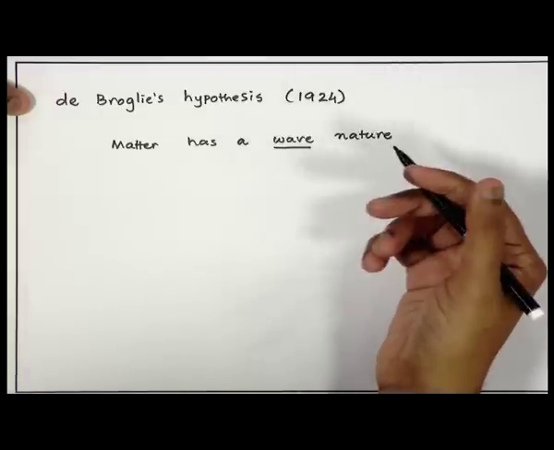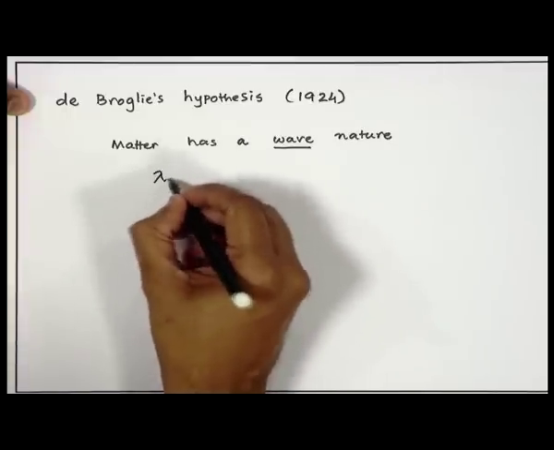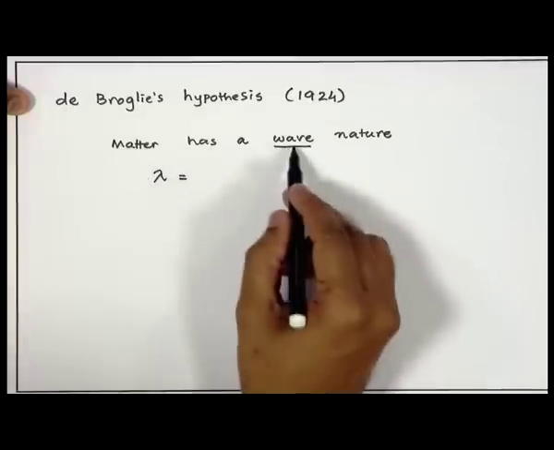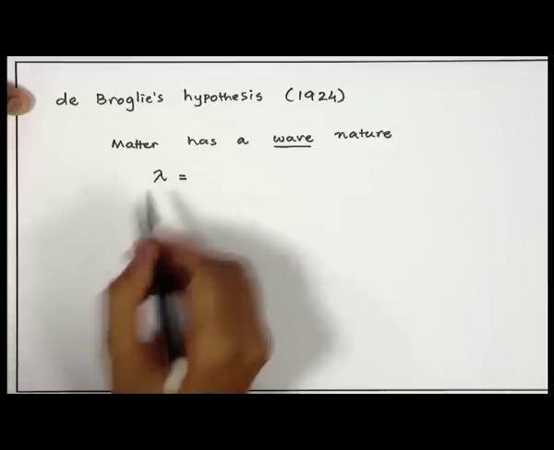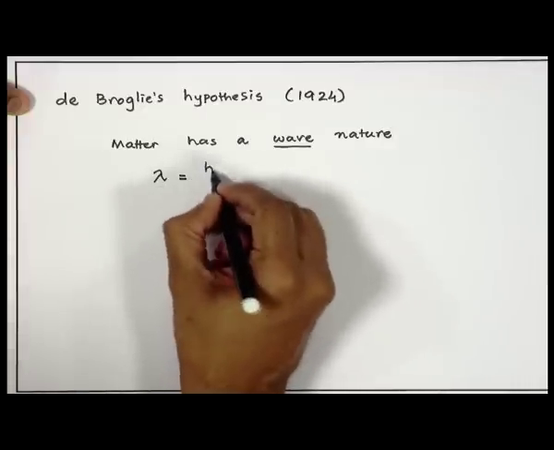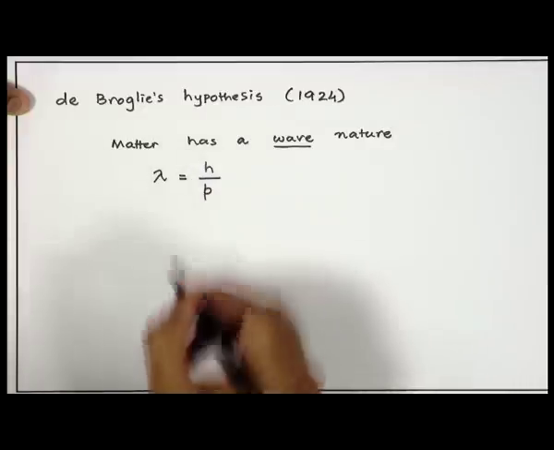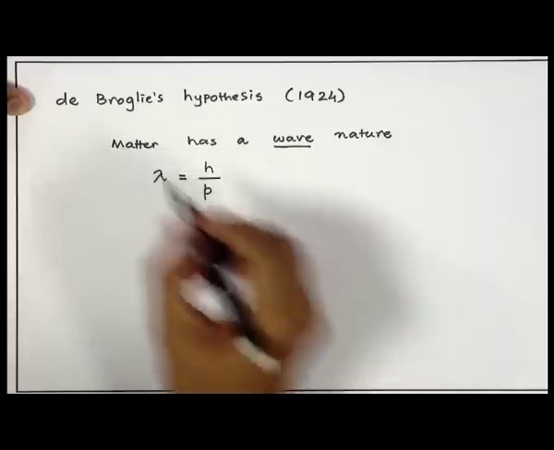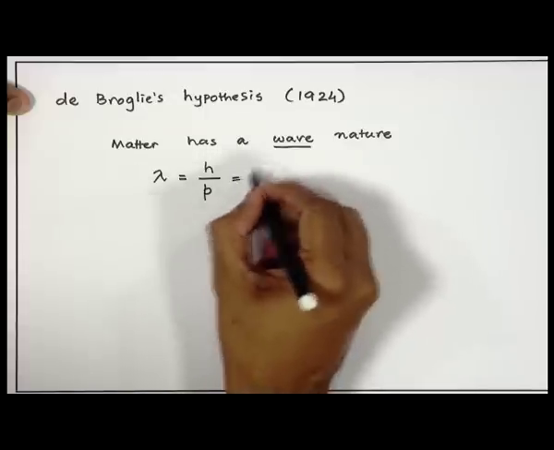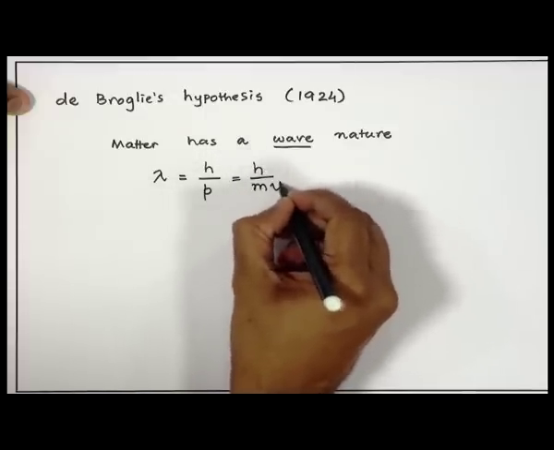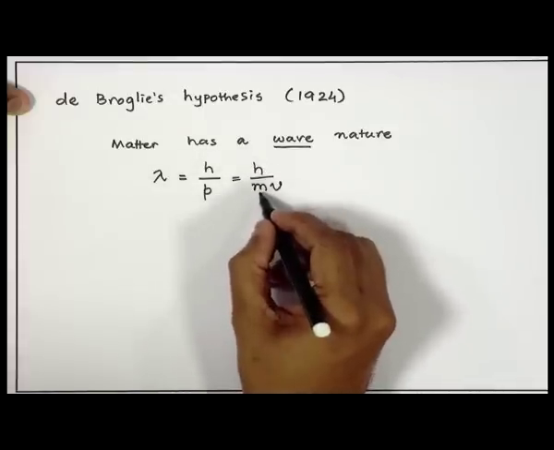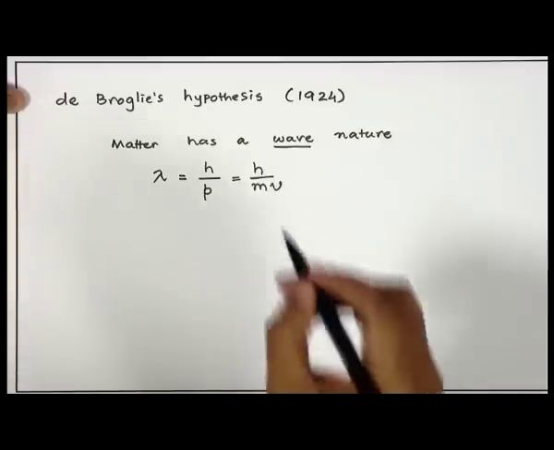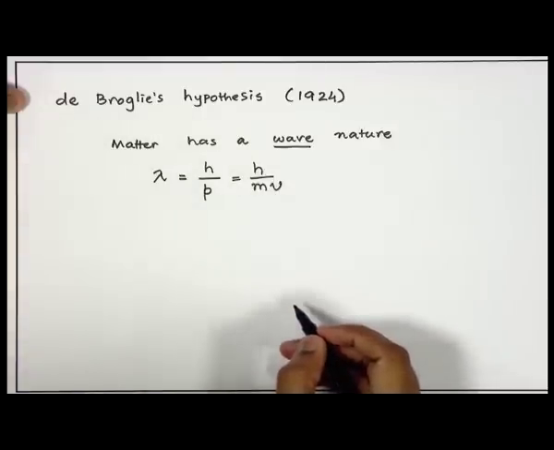Then what is its wavelength? He gave this relation. He said that matter has a wave nature and this wave has a wavelength lambda, which is given by h, the famous Planck's constant, divided by the momentum of that matter. What is momentum? We can again rewrite this as h divided by m v, where m is the mass of the particle and v is the speed with which the particle is moving.